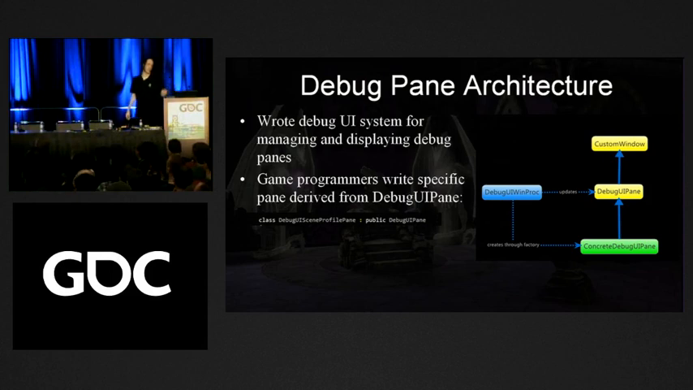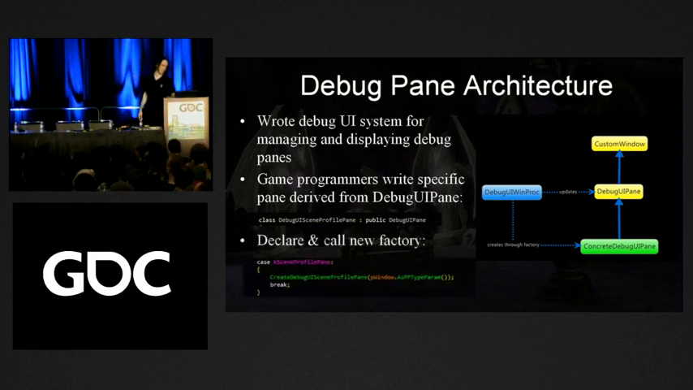So basically, you write this subclass. Here's a simple example of the scene profiler one. You have to declare a new factory, and then that's actually it, right? You have this extra little case that declares the factory function, which generates your actual window. The debug UI win proc that you're seeing there on the left acts very similarly to Win32 messaging, like a Win32 type message pump. It gives the debug UI panes updates, and it's also responsible for actually creating your window.